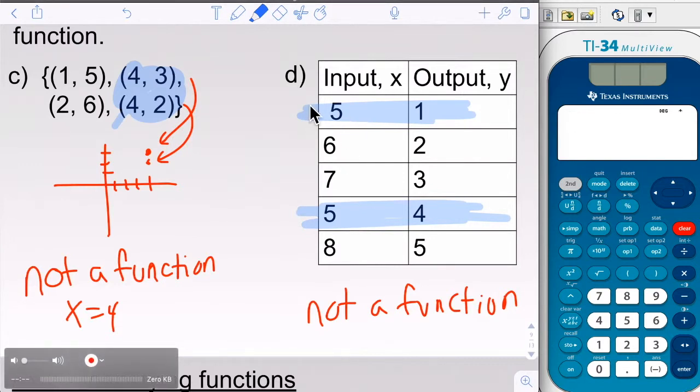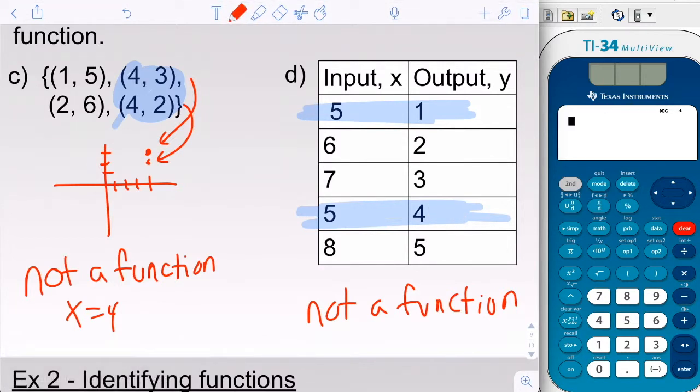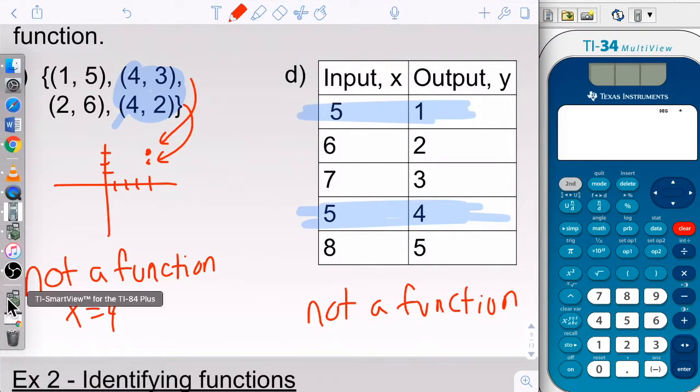I've got 2 inputs of 5, the same input, but with 2 different outputs. If I was to graph those 2 points, they would be vertical of each other. They would fail the vertical line test. This is not a function. And I encourage you, if you need to graph this, take a piece of graph paper and graph the points. If you have a graphing calculator, you can input these points in the table feature and then graph it. If you don't know where that is.